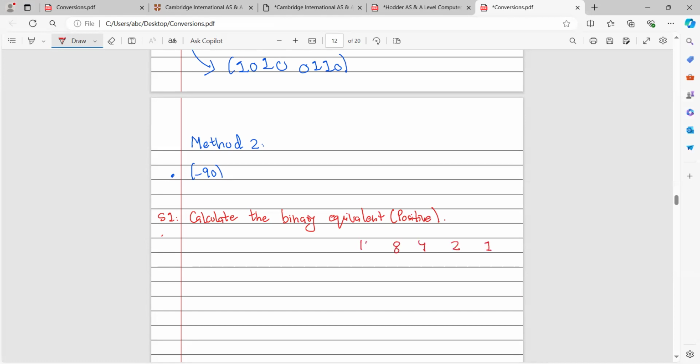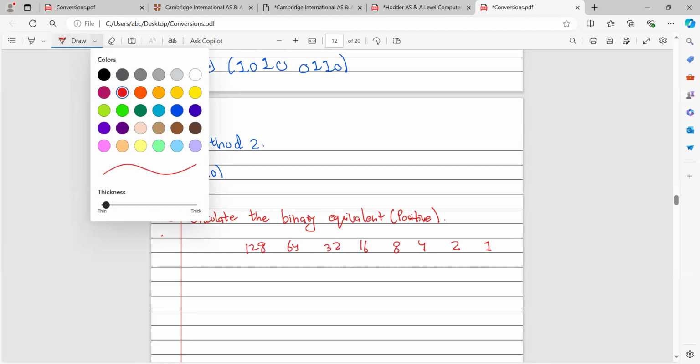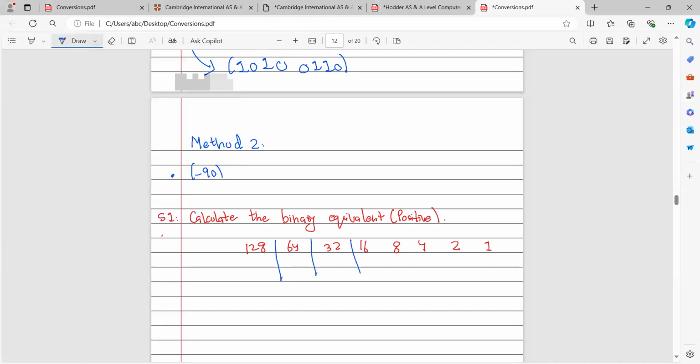1 2 4 8 16 32 64 128. So for having the positive number, what I am going to do is that 128 is going to be 0 because it is the number that is greater than that. I'm going to take 64. And should I take 32 or not? So 64 plus 32 is basically 96. The number is greater than that. So it is going to be 0. So should I take 64 plus 16? It is 80, 88 and 89, 90. So this is the positive binary equivalent. The positive answer I am getting is 0101 1010.